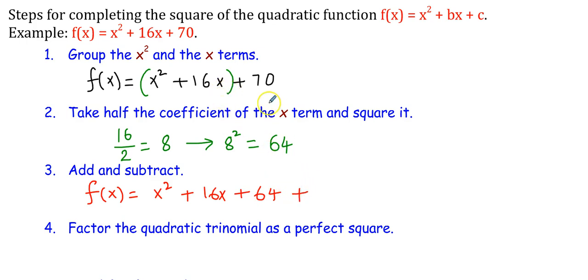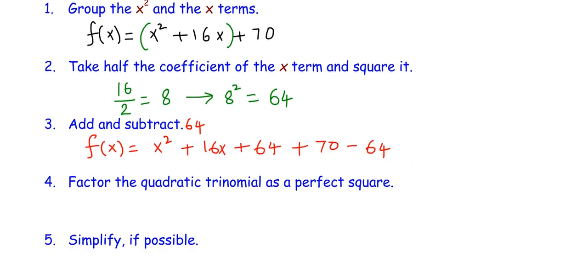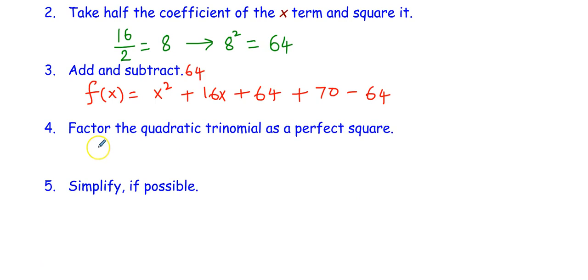Then already I have 70 given to me in the problem. But in this process, I added 64. That is, we have introduced 64 into the function. So take it away. That is what it is said here. Add and subtract. That same number 64 you should add and subtract. Then what happened? Factor the quadratic trinomial as a perfect square.